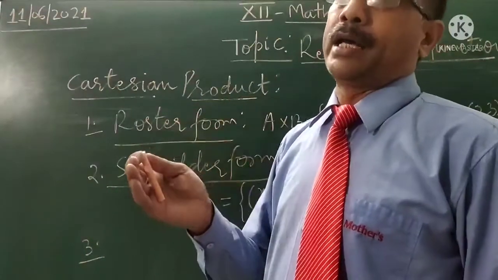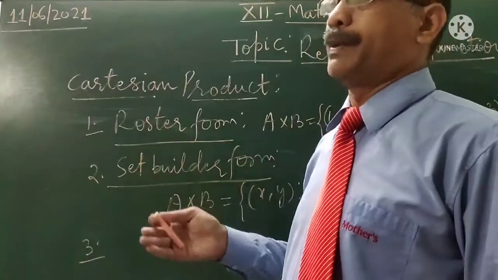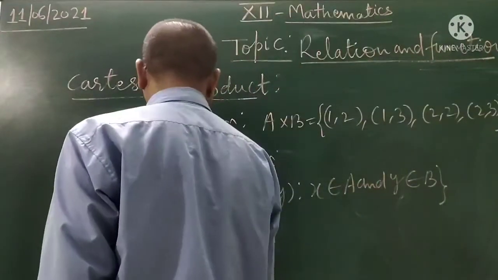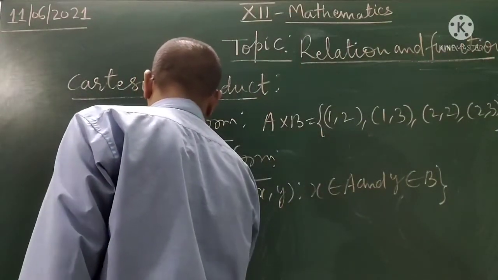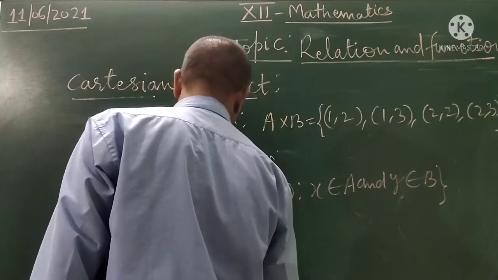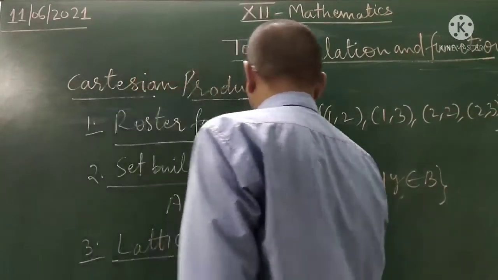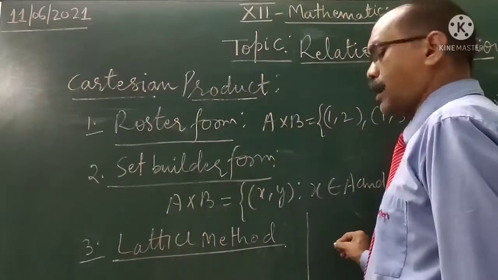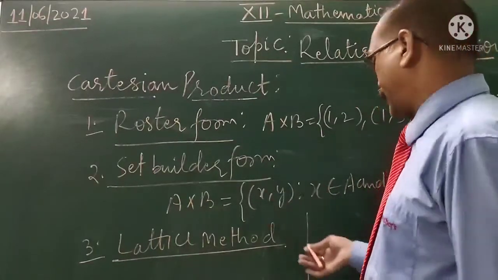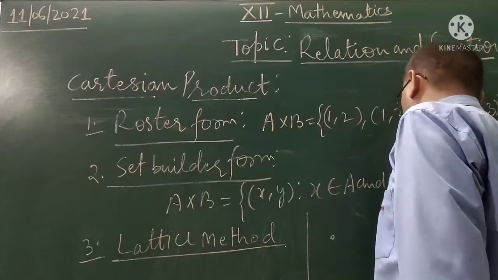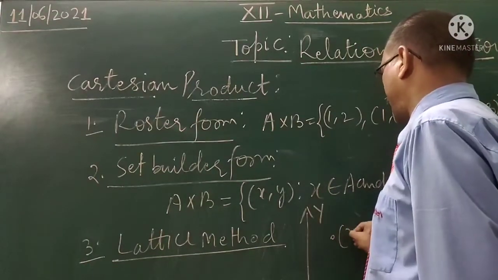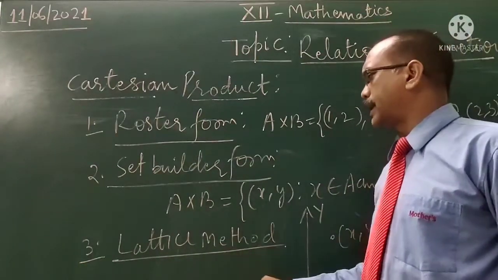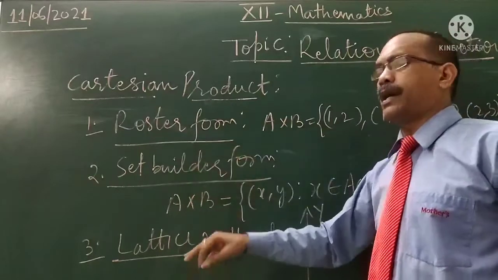Another is the arrow diagram. So A cross B can also be represented as an arrow diagram, or by the lattice method, but this is not given in NCERT. Here we will plot the point in two-dimensional geometry, with x-axis and y-axis, and we will represent (x, y). So this is another method: lattice method, along with roster form, set builder form, and the arrow diagram.